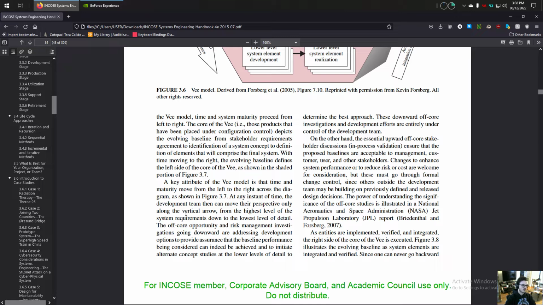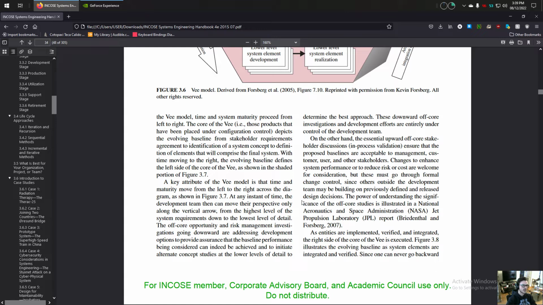The off-core opportunity and risk management investigations going downward are just addressing development options to provide assurance that the baseline performance being considered can indeed be achieved, and to initiate alternative concept studies at the lower levels of detail to determine the best approach. These downward off-core investigations and development efforts are entirely under control of the development team. On the other hand, the essential upward off-core stakeholder discussions, the in-process validation, ensures that the proposed baselines are acceptable to management, customer, user, and other stakeholders.